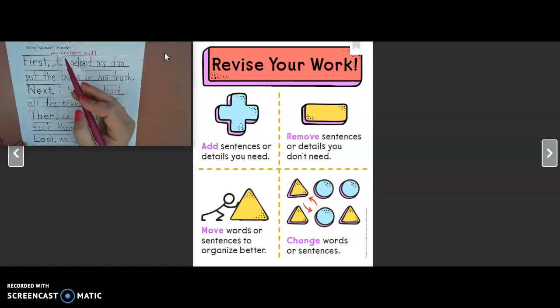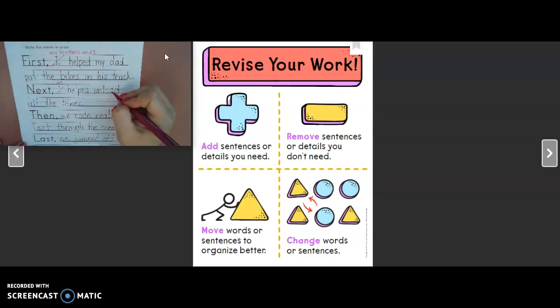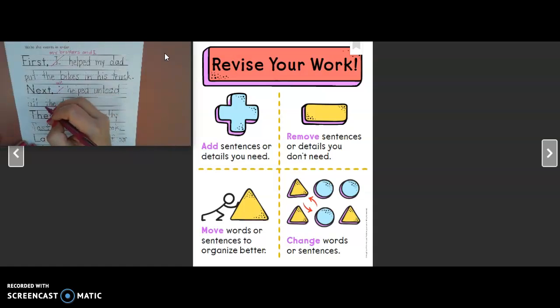What if I said, instead of saying "next, my brothers and I," we could say "we," because it's me and my brothers. So I'm going to take out "I" again, and I'm going to put "we." So next, we helped unload all the bikes. What if I put "they were really heavy," to add another detail? Because getting the bikes out of a truck, it's pretty hard work, and sometimes they're really heavy. I remember them being really heavy as we were trying to unload all the bikes. So I'm going to say, next we helped unload all the bikes.